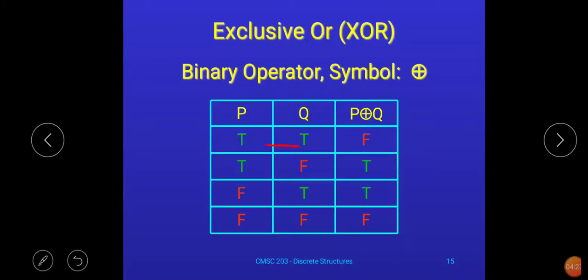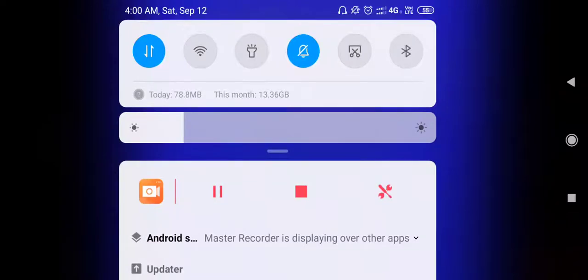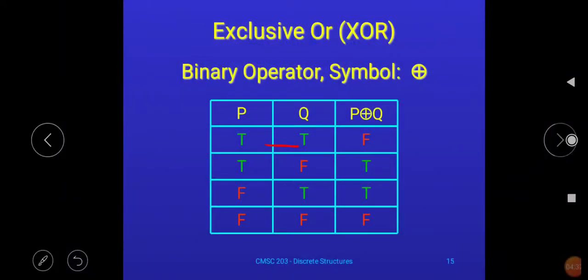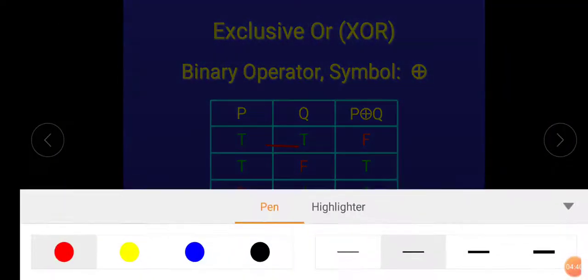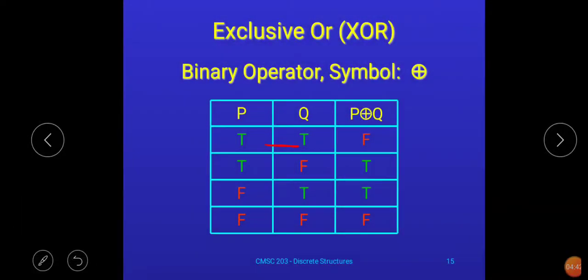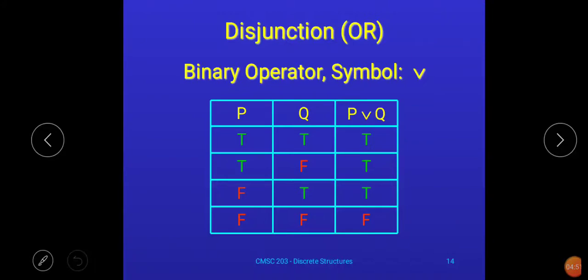that is either true or false, then in that case output will be true.